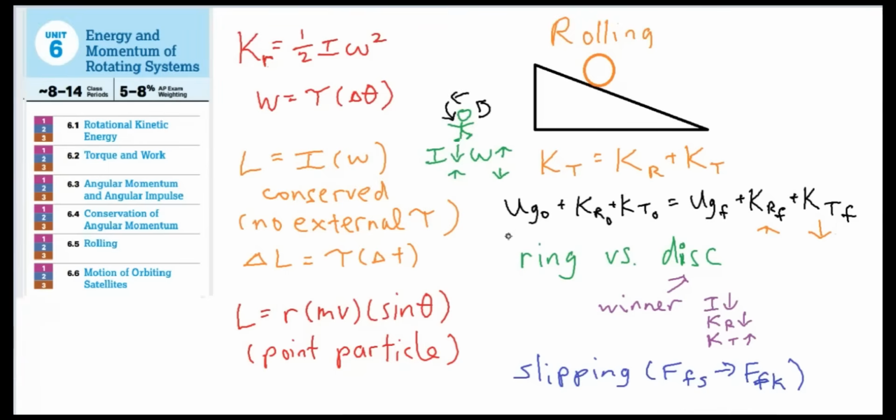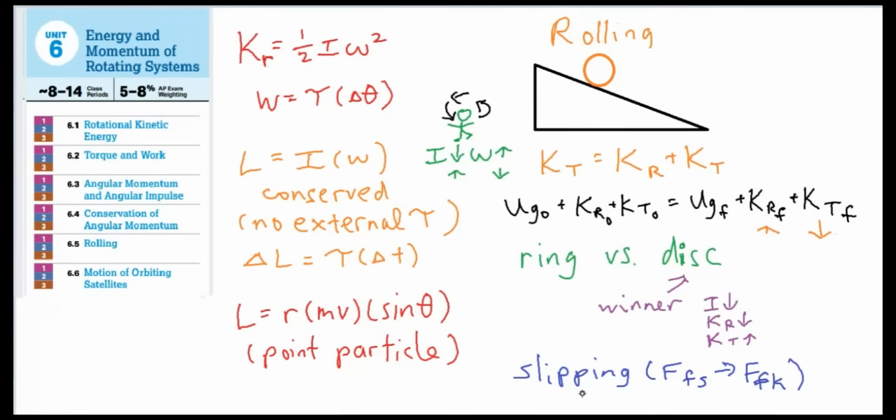So we have gravitational potential energy in this case. We have some rotational and translational kinetic, and then the same thing afterwards. As something starts rolling, if there is more rotational kinetic energy, then you're going to tend to have less translational, and vice versa. So in the classic ring versus disc, the ring is going to have more rotational kinetic energy. Therefore, it's going to have less translational. And then just the opposite for the disk. It's going to be less K_r and then more K_t, therefore allowing the disk to quote unquote win because it has less rotational inertia and more kinetic energy in the translational direction.